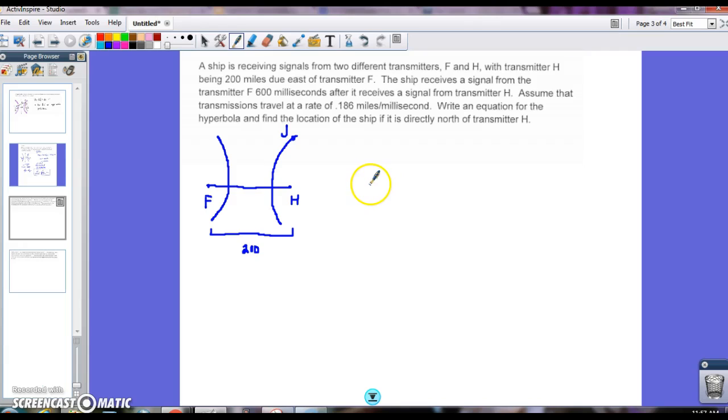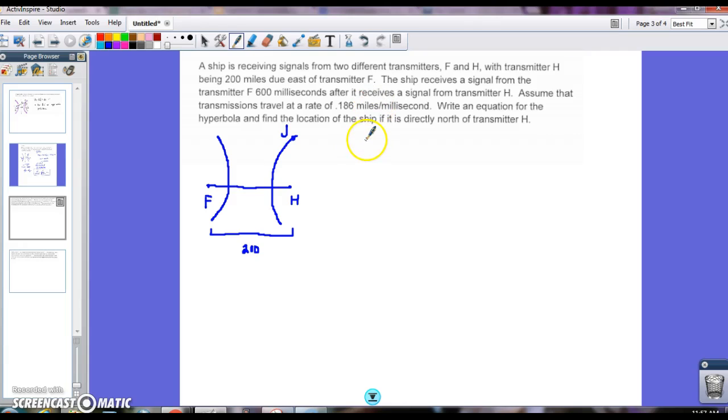Okay, it says that the ship receives a signal. So this is where the ship is, right? The ship receives a signal from transmitter F 600 milliseconds after it receives a signal from transmitter H. So it's going to be closer to H. Okay. And I know that they gave me the rate that the transmission travels.